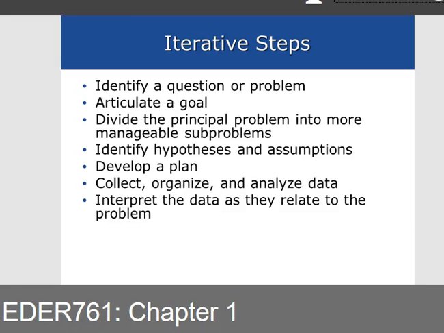Okay, so here are the steps. Earlier I said there's a systematic approach by which we conduct research. It's not just gathering information or finding people's opinions; there is a systematic process that we take. Step one is to identify a question or a problem and articulate a goal. So what is the goal of your study? Divide the principal problem into more manageable subproblems. Identify the hypotheses, which we talked about in that diagram. Develop a plan. What is your methodology? What is your design? We'll talk more about that over the course of the semester. Collect, organize, and analyze the data and interpret the data as they relate to the problem.